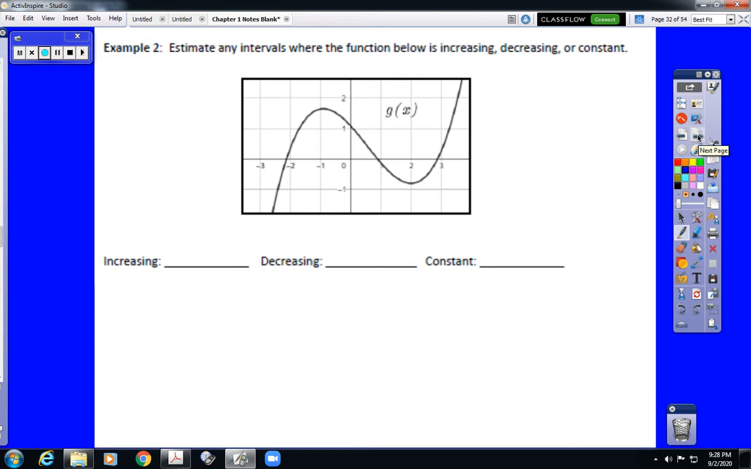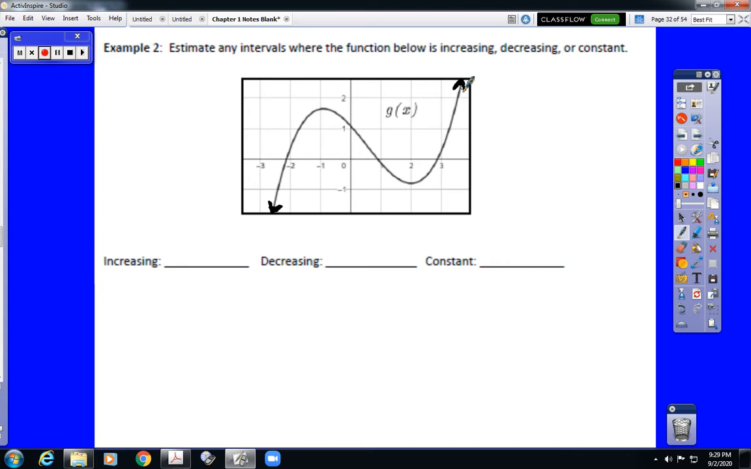Okay, next example. We're going to have to estimate a little bit here because the exact values are not right where we want them to be. As we've said before in class, if the graph goes all the way to the edge of the graph, you are to assume that that goes forever. So we've got an arrowhead on each end of this graph. It is going to infinity, both x and y. It's going up and out or down and out forever.